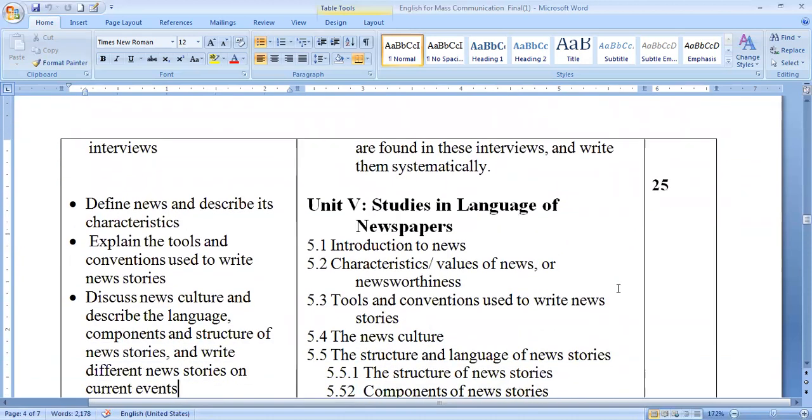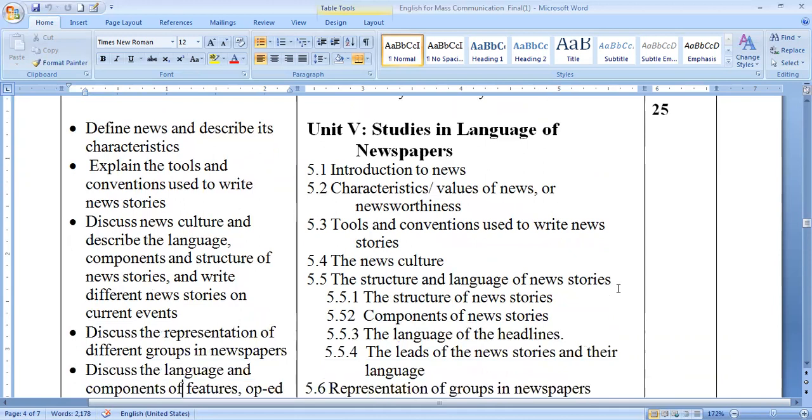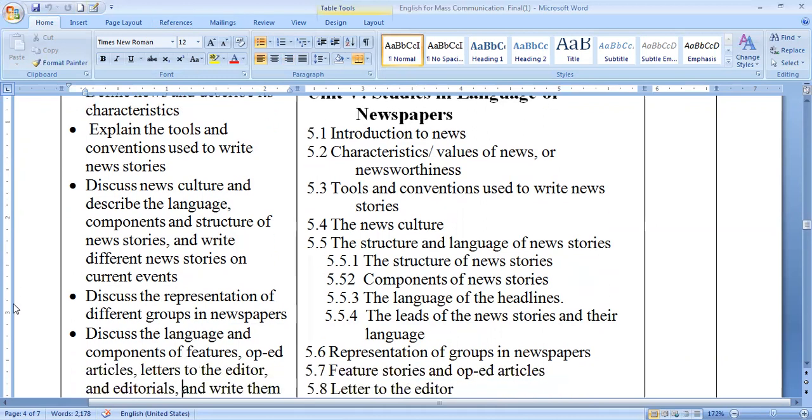Regarding unit 5, students have to learn about studies in the language of newspaper. Under this topic, students have to learn the introduction to news, characteristics, values of news or newsworthiness, tools and conventions used to write news stories, the news culture, the structure and language of a news story. Here students have to learn various types of news story and components of a news story, the language of the headlines, the leads of the news story and their language, and representation of groups in newspaper. Students have to learn this under unit 5.